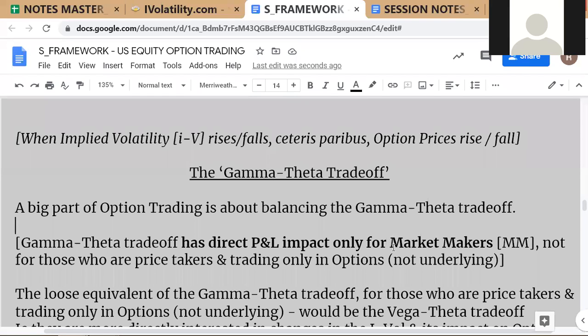So we will be training you in the second category, as a price taker. So you have to understand, I think we have discussed this briefly in the past, that there are two ways to trade options. One is as a market maker, one is as a directional speculator. So both are speculative approaches to option trading.